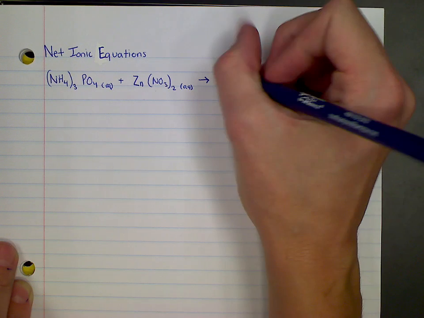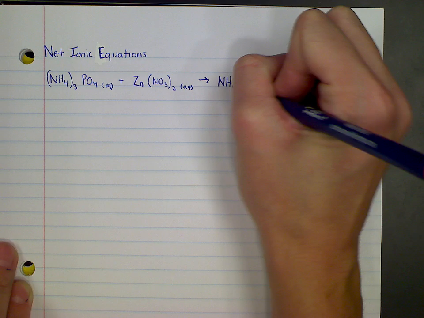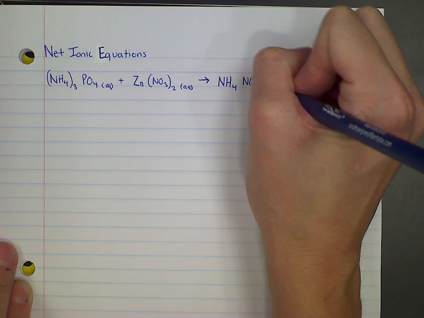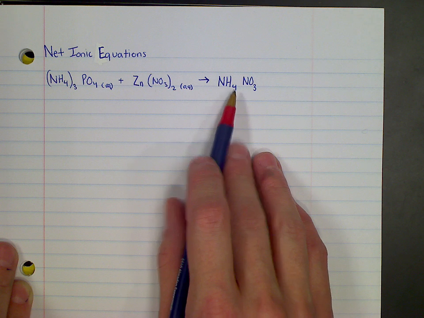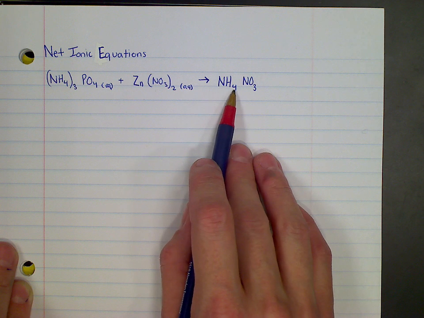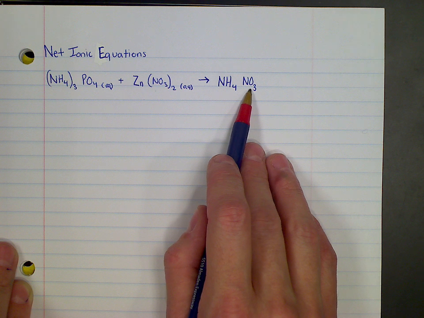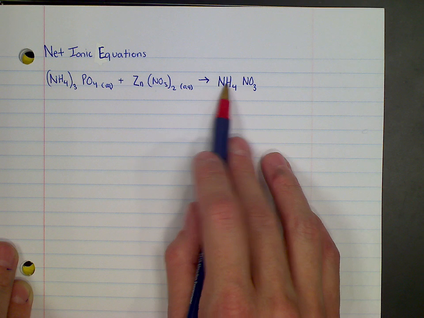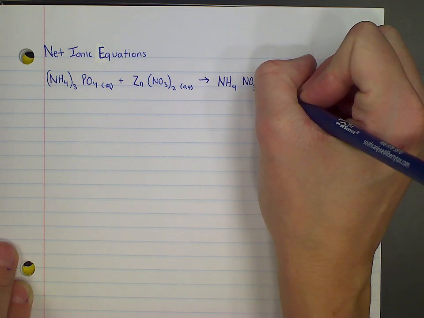So that is our first formula, NH4NO3. Now I do have to pay attention to cross-charging. So the charge on NH4 is a positive 1 charge, and the charge on NO3 is a negative 1 charge. So positive 1 and negative 1, they actually balance out, and we're good to go on this problem.